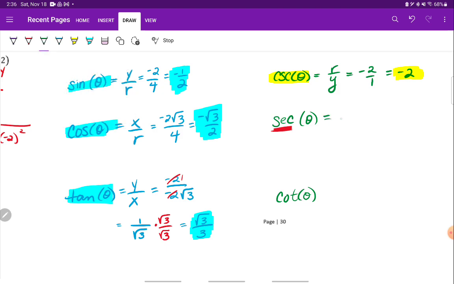All right, so secant is r over x. That'll be negative 2 over square root of 3, and we'll rationalize this. We'll get negative 2 square root of 3 over 3. That's our secant.